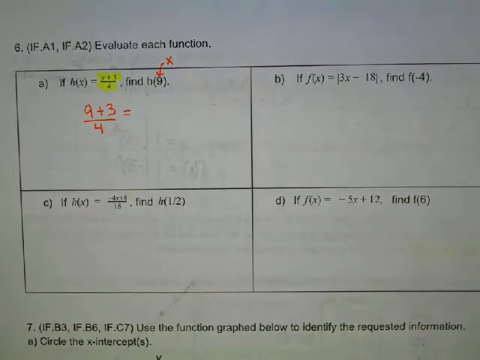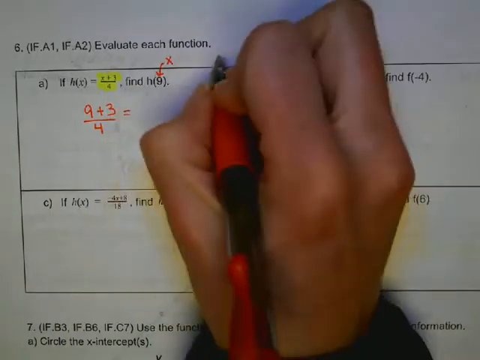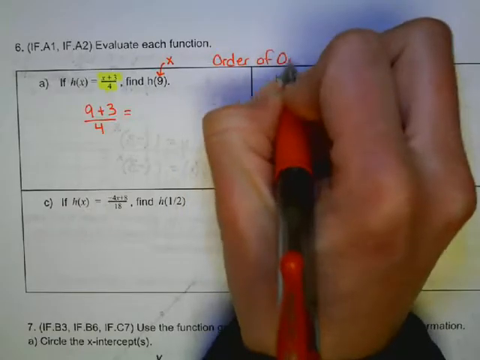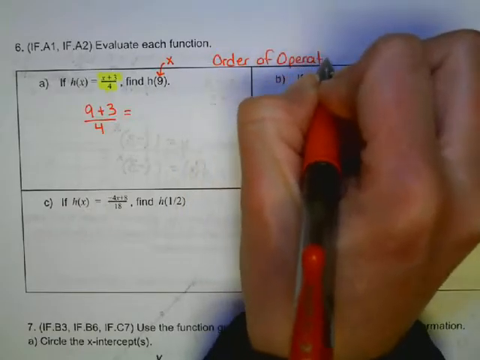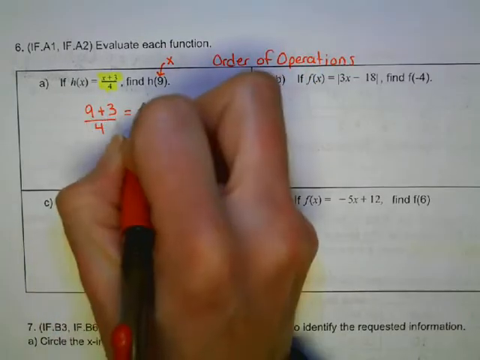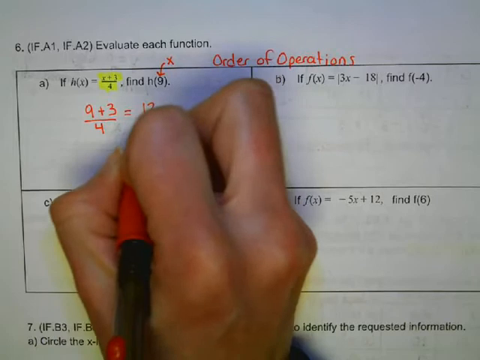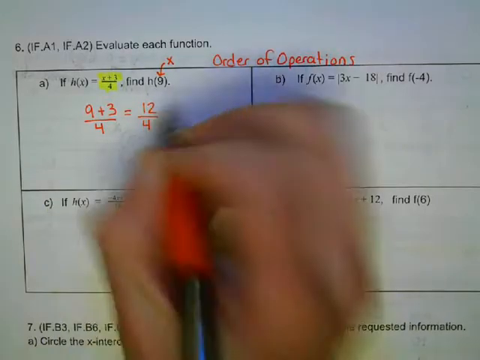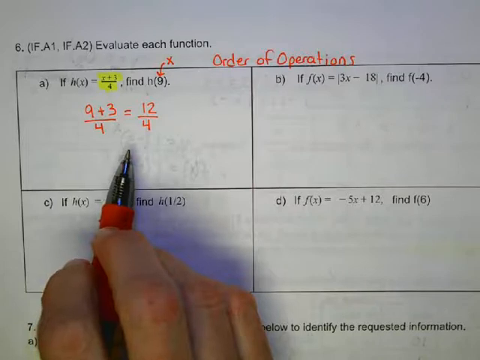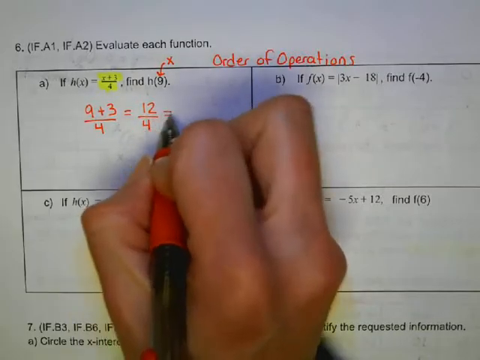Now you're going to simplify, use order of operations. So 9 plus 3 gives me 12, and then divide by 4. When you have a big fraction thing, you want to do all the stuff you can on the top or the bottom first before you divide the two answers.